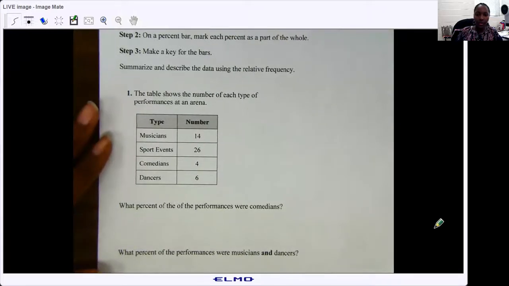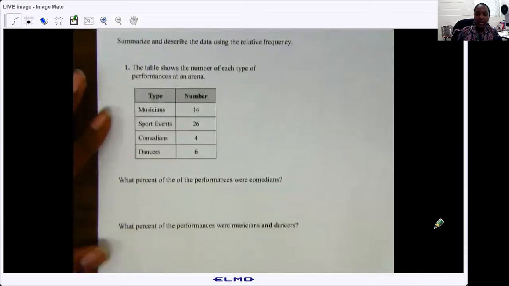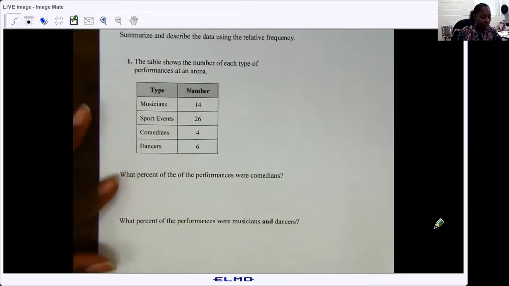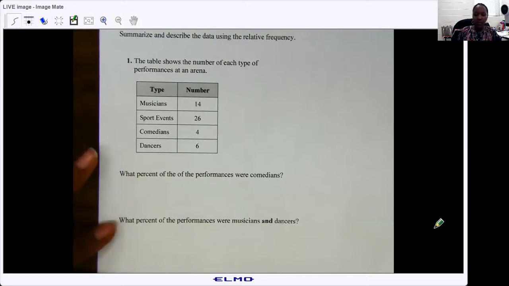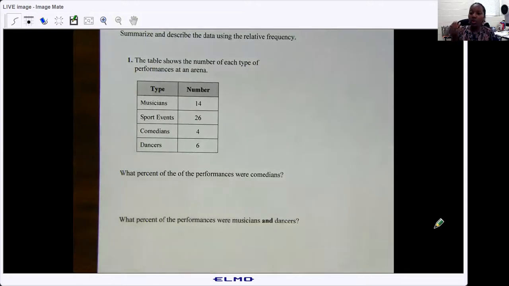So our first question says, the table shows a number of each type of performance at an arena. Here are the 2 questions that go along with it. The first one says, what percent of the performers were comedians? The second one says, what percent of the performances were musicians and dancers? So they want the percent.